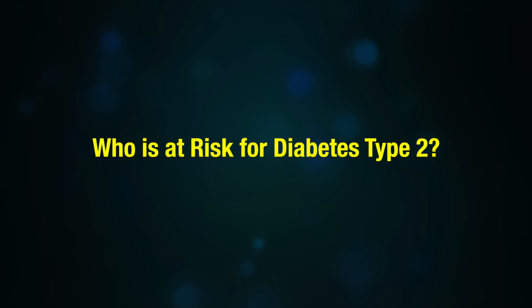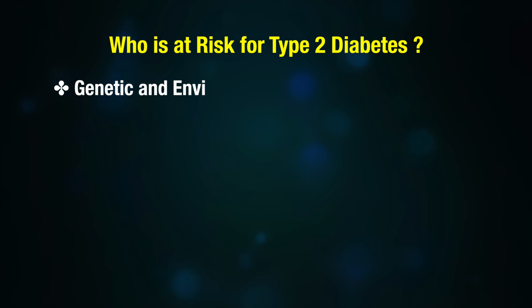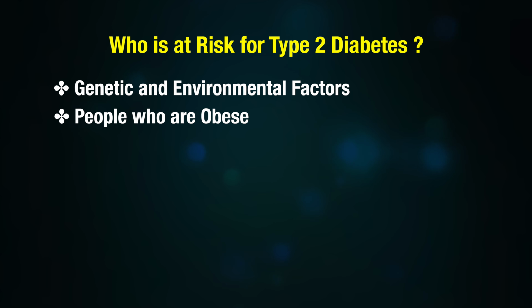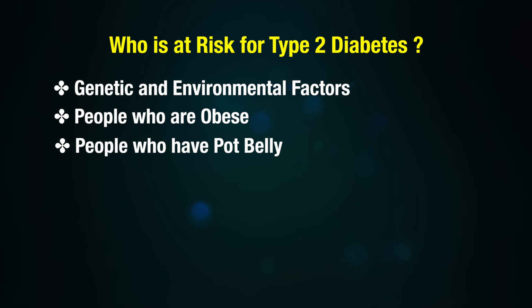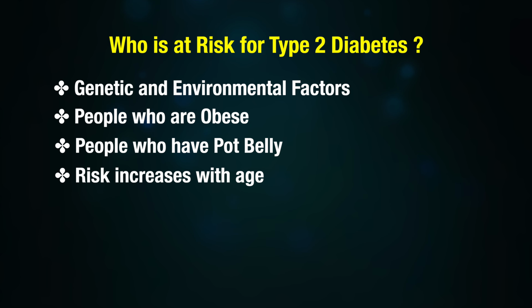Who is at risk for diabetes type 2? Genetic and environmental factors are major risk factors. People who are obese are at risk. Visceral obesity, as mentioned before, is linked to insulin resistance. That calls to watch out for the increasing waistline. The risk increases with increase in age.